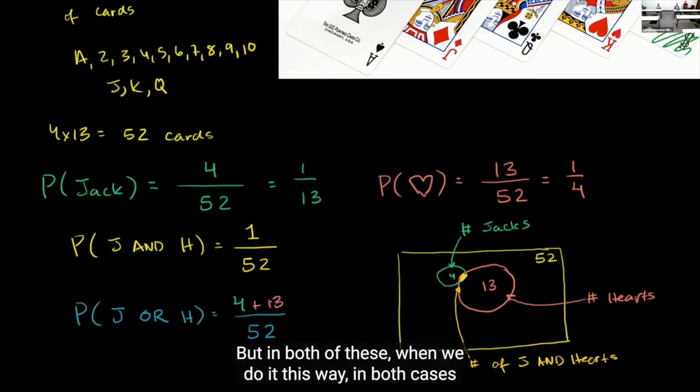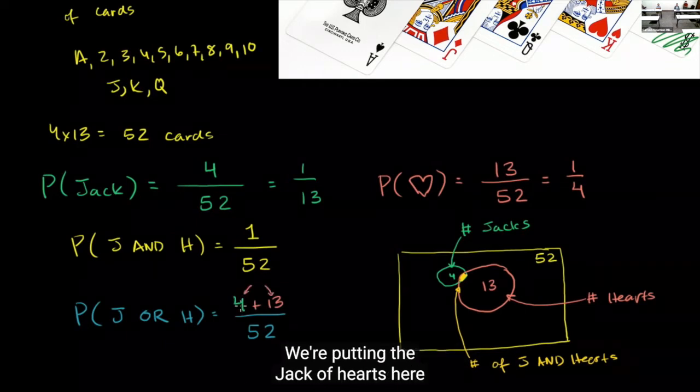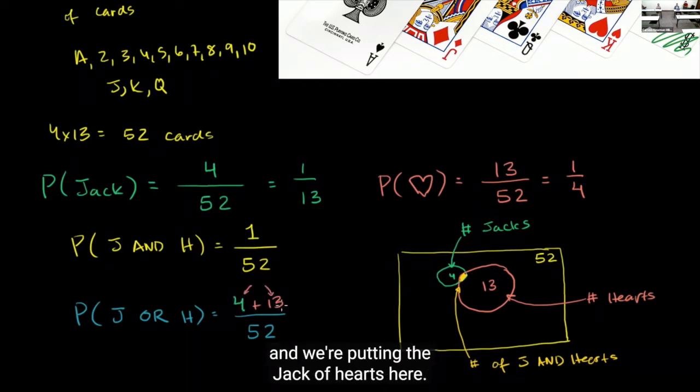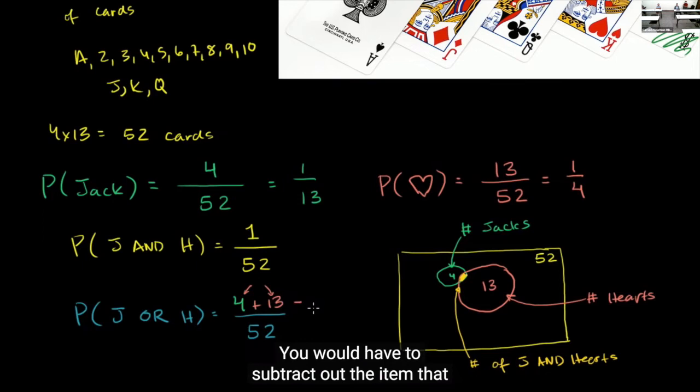But in both of these, when we do it this way, in both cases, we are counting the jack of hearts. We're putting the jack of hearts here, and we're putting the jack of hearts here. So we're counting the jack of hearts twice, even though there's only 1 card there. So you would have to subtract out where they're common. You would have to subtract out the item that is both a jack and a heart. So you would subtract out the 1.